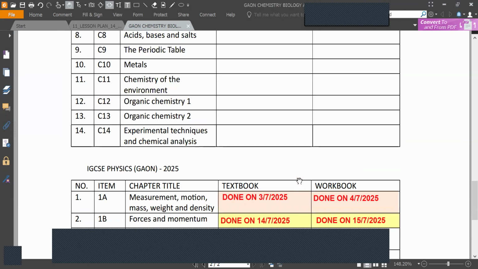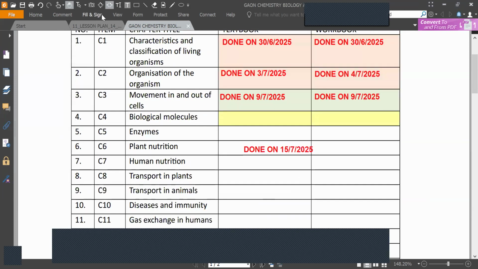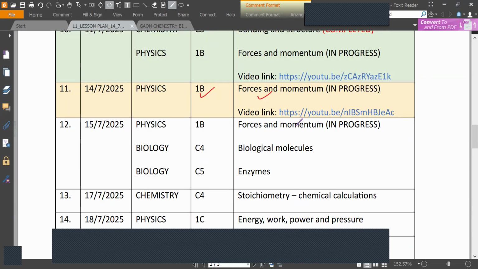Now we will move on to the next topic, which is biology. Forces and momentum, 1B, is done, so we'll move to biology, chapter 4, biological molecules. This is a very short and very simple topic, so it should be quite easy. I think we can finish today.